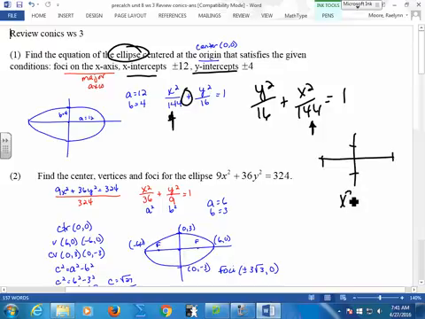So I would start like this. I would go right to this. Your center is at 0, 0. There's your top. Here's a. Here's b. And you got your equation. I didn't need to be told about the foci.